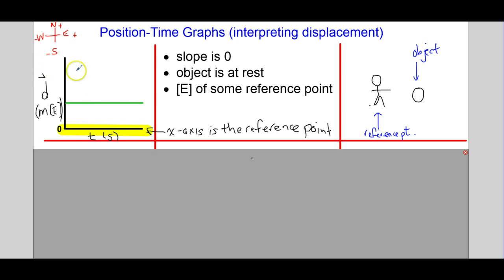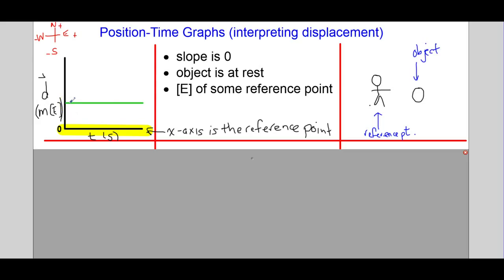So if we want to talk about this graph, we have a horizontal line. Over time, that horizontal line is not changing. So all we can say, first, our slope is 0. There's no slope. There's no rise over a run. Okay, we have 0 rise. It's horizontal. Slope is 0. What that means is that the object is at rest. So when you have a horizontal line on a position time graph, your object is at rest.